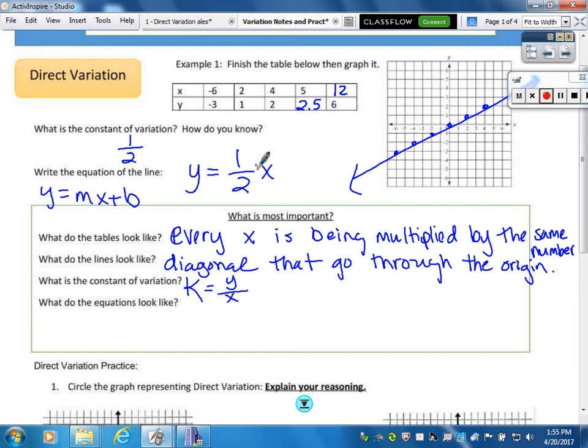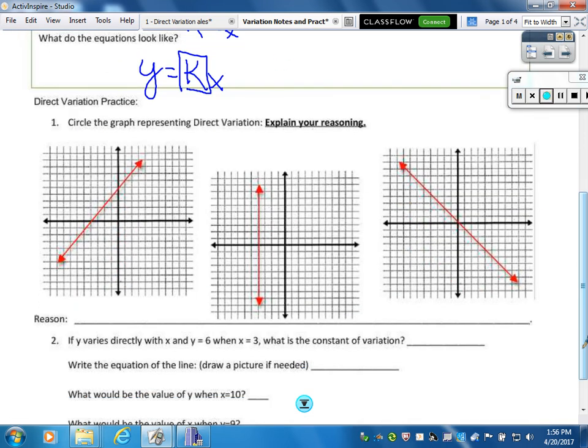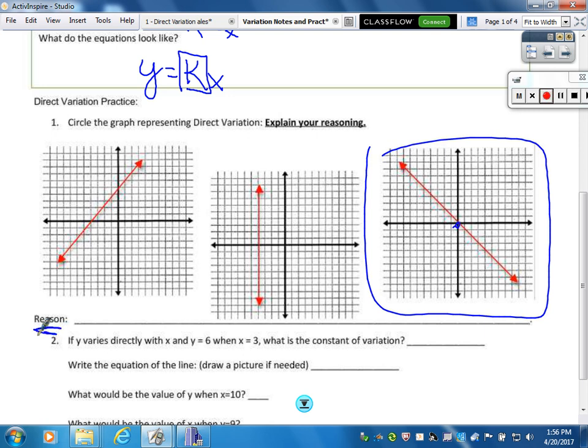And what do our equations look like? Well, they've got a form to them. It's like slope-intercept form here, except we only take this part. So we call it y equals kx. So k and m are the same thing, just this is more specific to direct variation. So I've got 3 pictures for you right here, and you've got to decide which one is direct variation, and you've got to explain your reasoning. I've got a diagonal, I've got a vertical line, and I've got a diagonal that goes through the origin. And the answer is that third one, because it goes through the origin. So that's your reason right there. That diagonal is going through the origin.